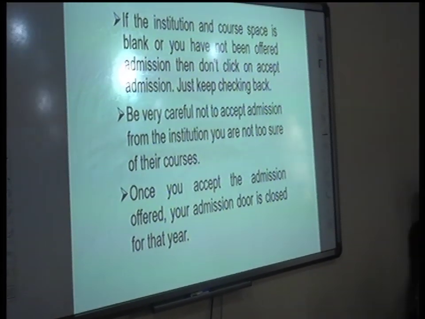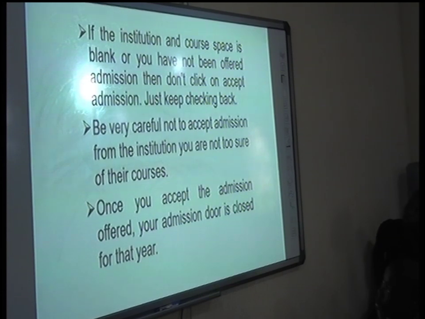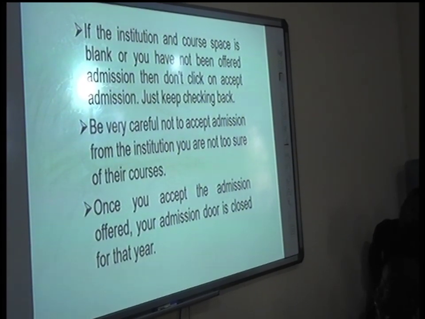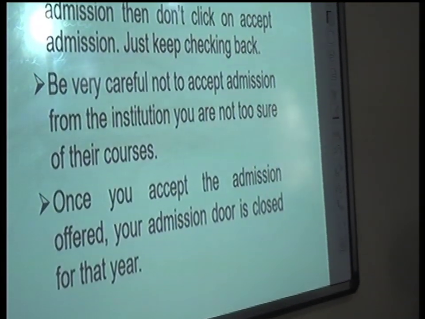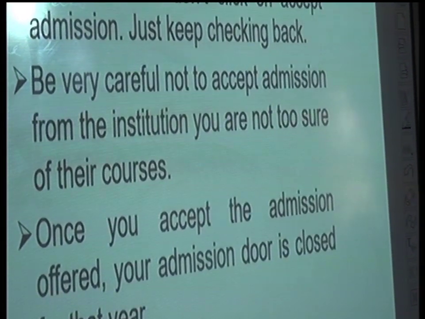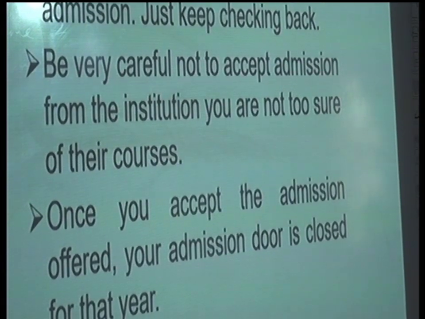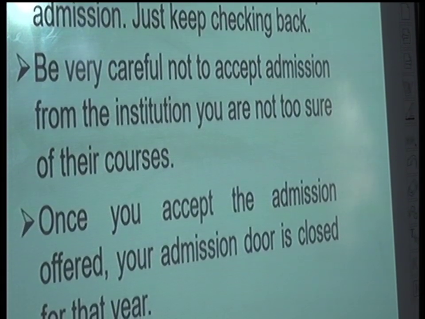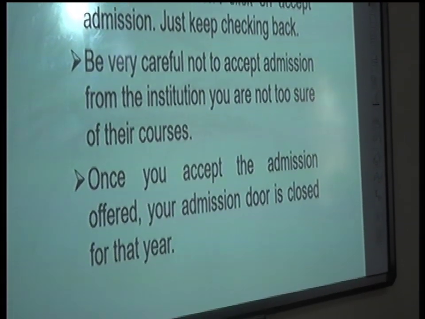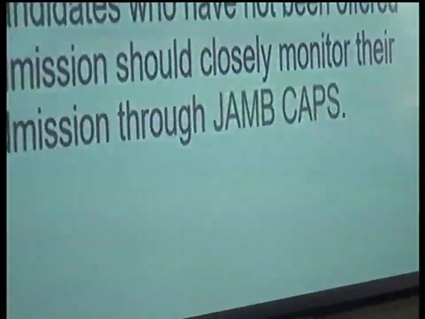Now, if the institution and course space is blank or you have not been offered admission, then don't click on accept admission. Just keep checking. Keep checking. This is your own responsibility. The JAMB office, the JAMB desk officer, the registrar, the rector, they have played their part. It's just for you to play your own part. Be very careful not to accept admission from an institution you are not too sure of their course, as I said earlier. Lastly, once you accept the admission offered, your admission door is closed for that year. So be careful, very, very careful.